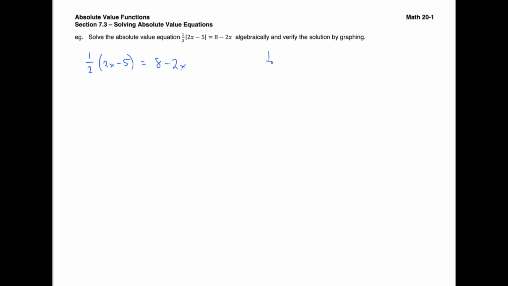Now for the other one, I'll take the 1/2 out front. And I'm going to multiply through by a negative sign through there. So I get the negative 2x. Now this becomes plus 5. And then still the 8 minus 2x to the other side.